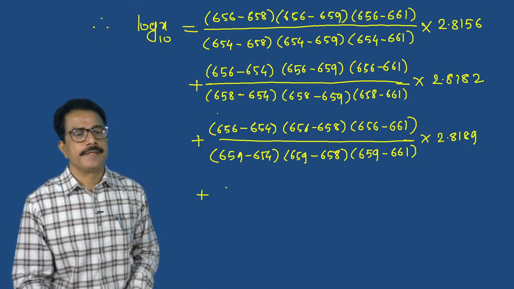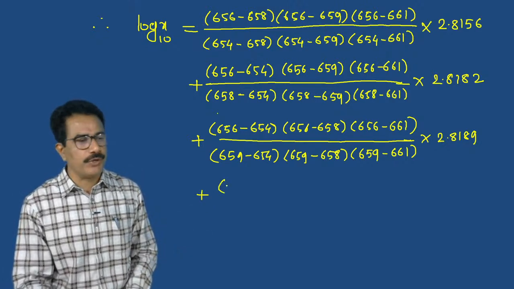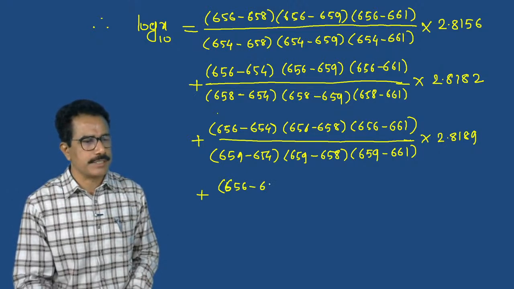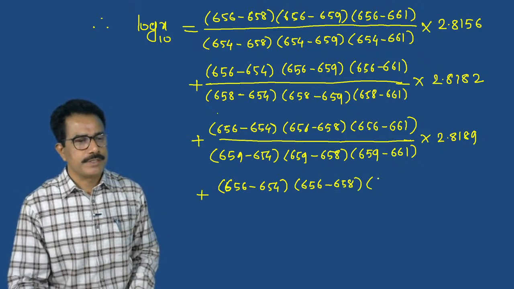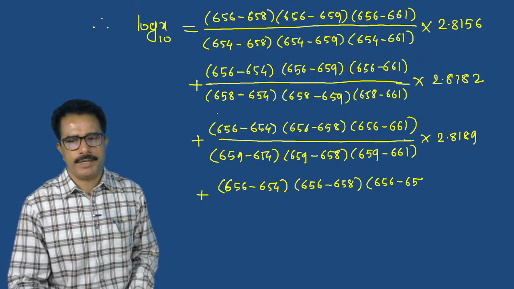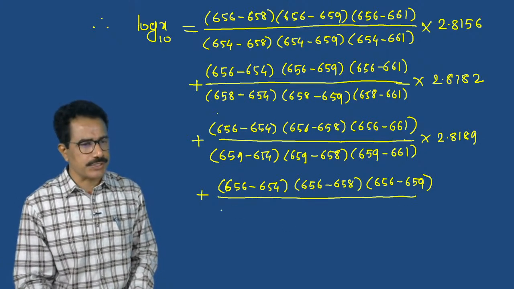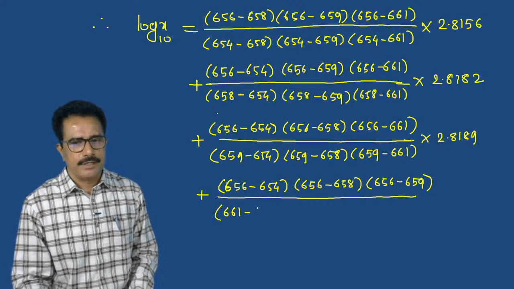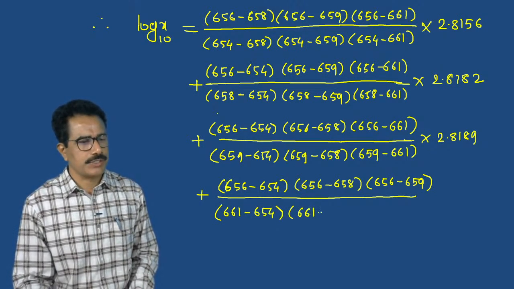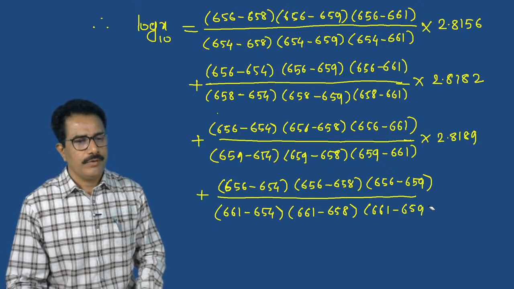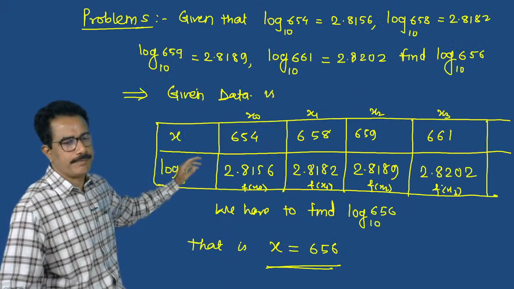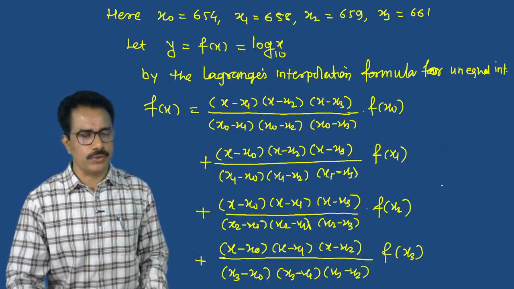And the last term: x minus x0, 656 minus 654, x minus x1, so 656 minus 658, and x minus x2, 656 minus 659, divide by x3 minus x0 means 661 minus 654, 661 minus 658, 661 minus 659 into f of x3. f of x3 means 2.8202.